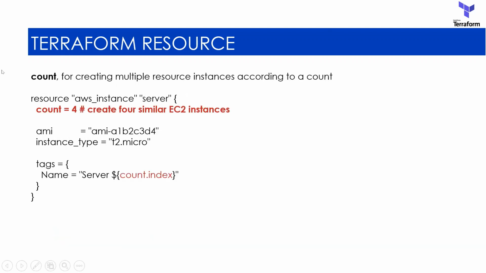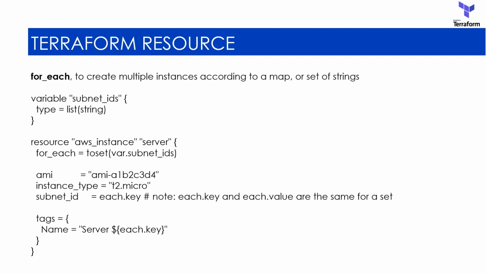After that we have count, for creating multiple resource instances according to the count. Let's say we have a resource aws_instance named server, and we provide count equal to 4. It creates four similar EC2 instances, named server 1, 2, 3, 4, with the index starting from count 0.